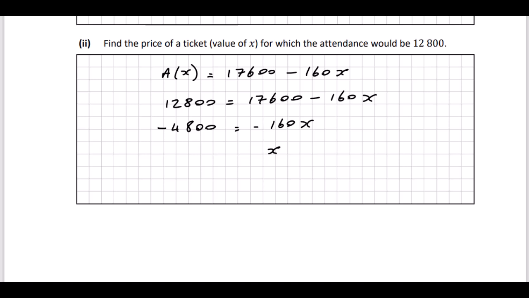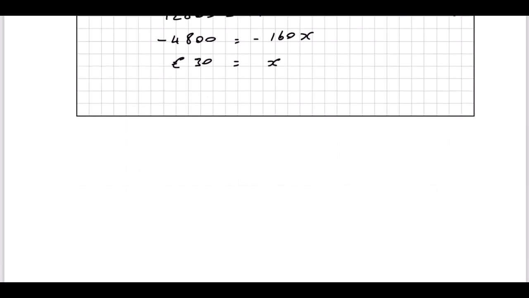Next thing you do is you divide by minus 160. Remember that minus 160 is multiplied by that x. So you got to divide by minus 160, and that'll give you 30 euros. So for an attendance of 12,800, they would need to charge 30 euros per ticket. Okay, let's have a look at D.